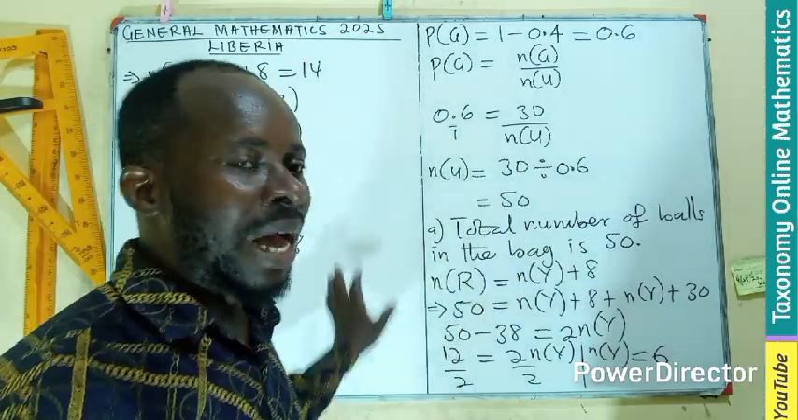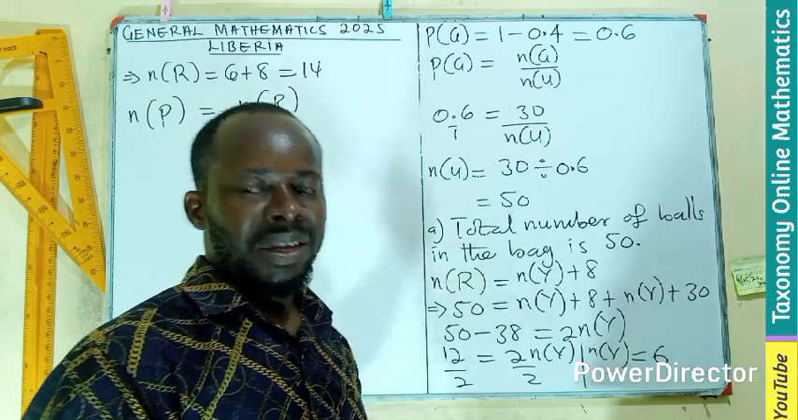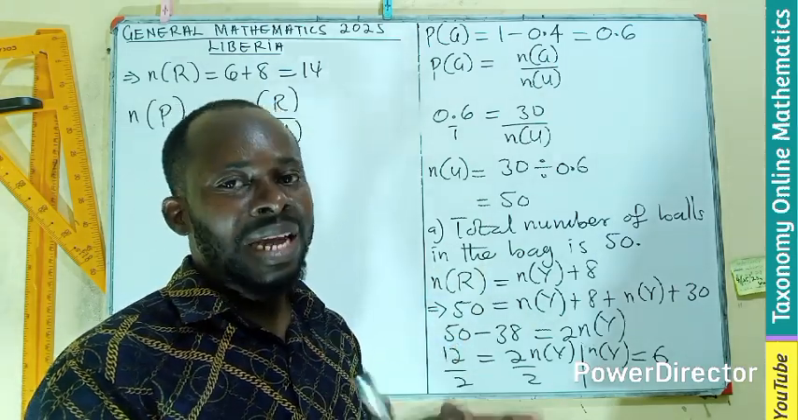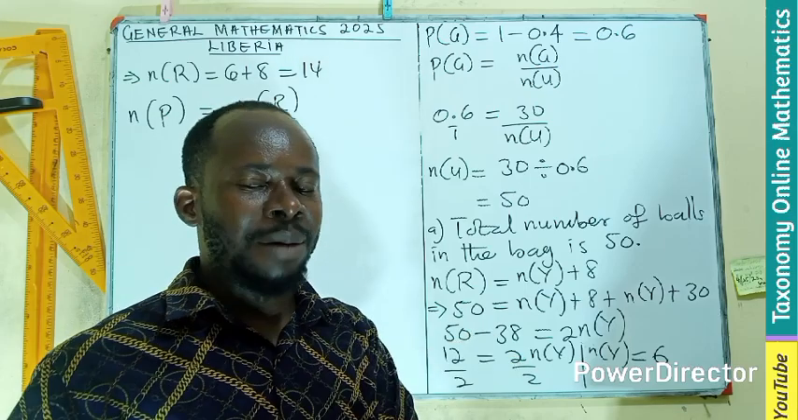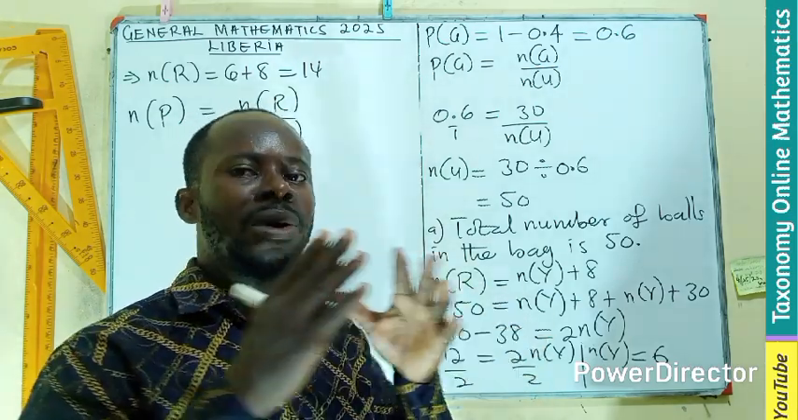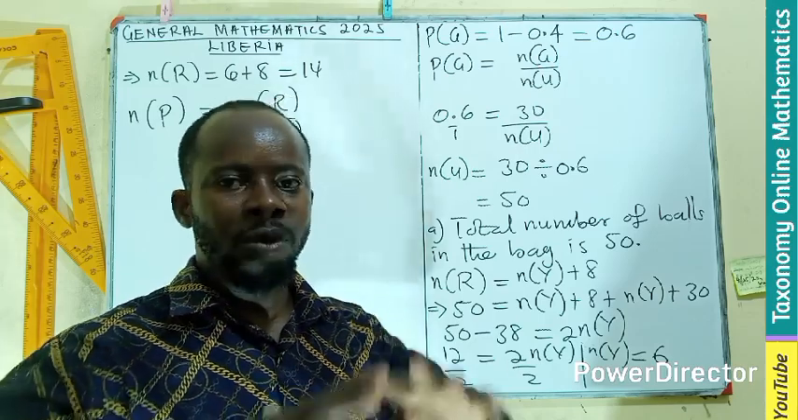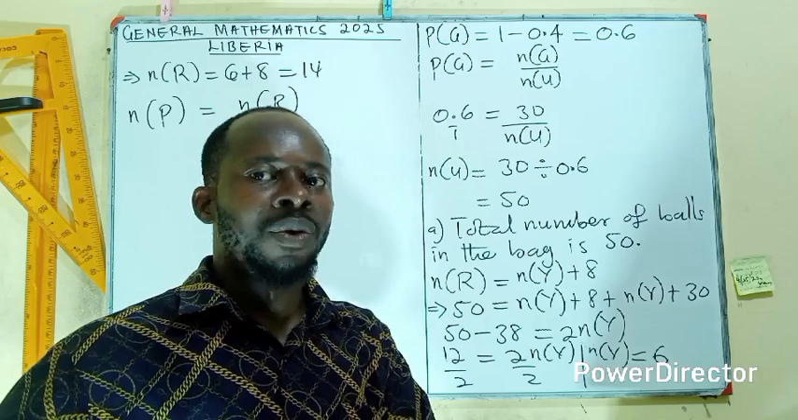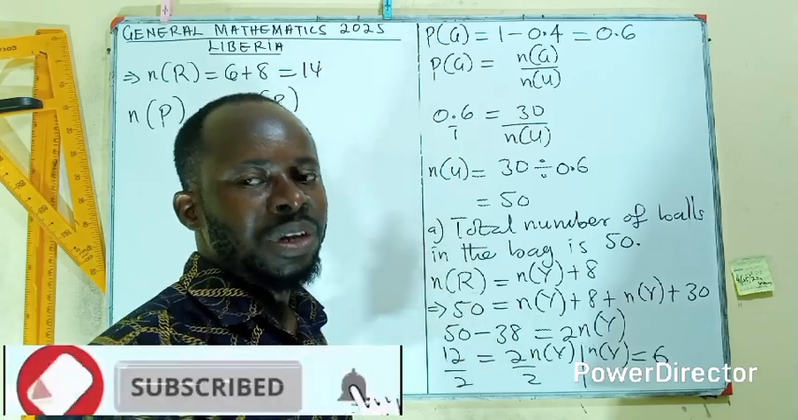We can also take the approach of algebra, performing the algebra aspect of it, meaning if you let the total number of balls be a variable, the probability of red be a variable, and the probability of yellow be a variable, you create an algebraic expression which will generate an equation for you. That will also lead to the same answer.